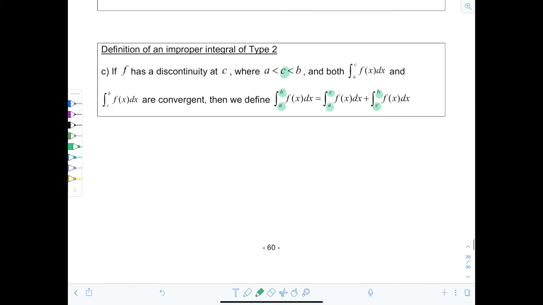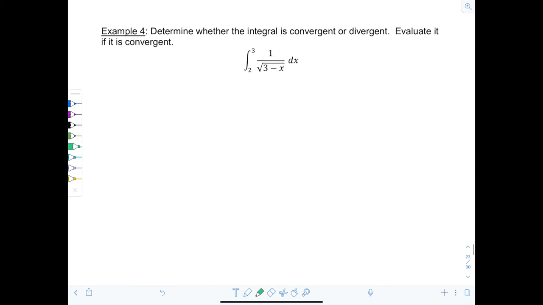All right, cool. So let's look at some examples. Determine whether the integral is convergent or divergent and evaluate it if it is convergent. I'm going to tell you right now, these ones are kind of sneaky because it's not glaring at you that they're improper the way it is when one of the limits is infinity.